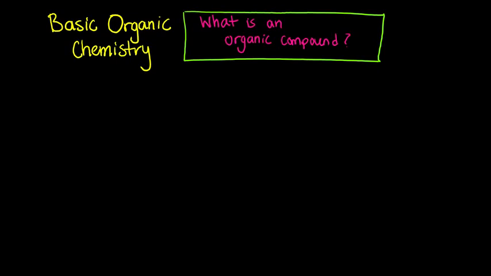One of the first things you should learn about when learning basic organic chemistry is what is an organic compound. At the grocery store, an organic compound is everything because most things you eat are carbon-based. However, in chemistry, an organic compound is specifically something that is carbon-based.